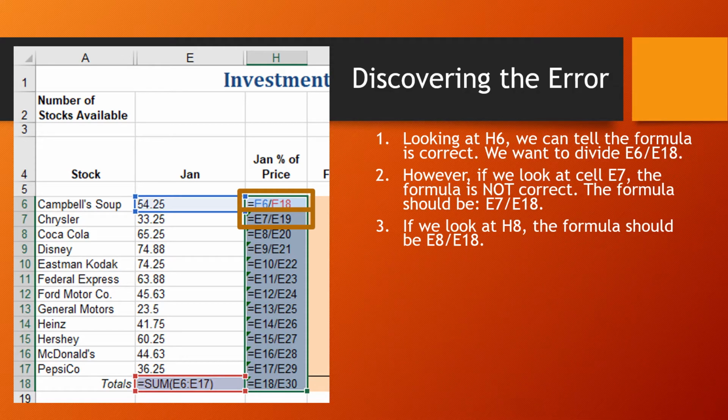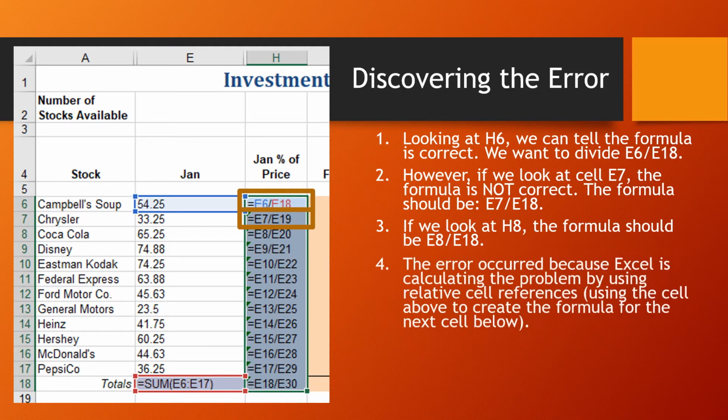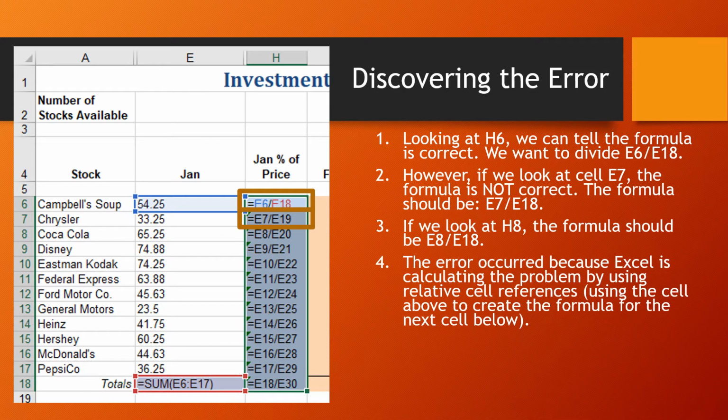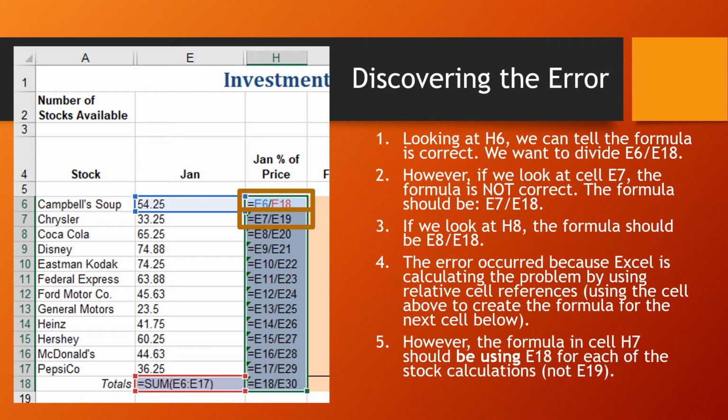If we look at H8, the formula should be E8 divided by E18. Instead, it's E7 divided by E19. That is because when we use the fill handle to calculate the formulas, Excel uses the cell above to create the next formula for the next cell below. However, the formula in H7 should be using E18 for each of the stock calculations and not E19.